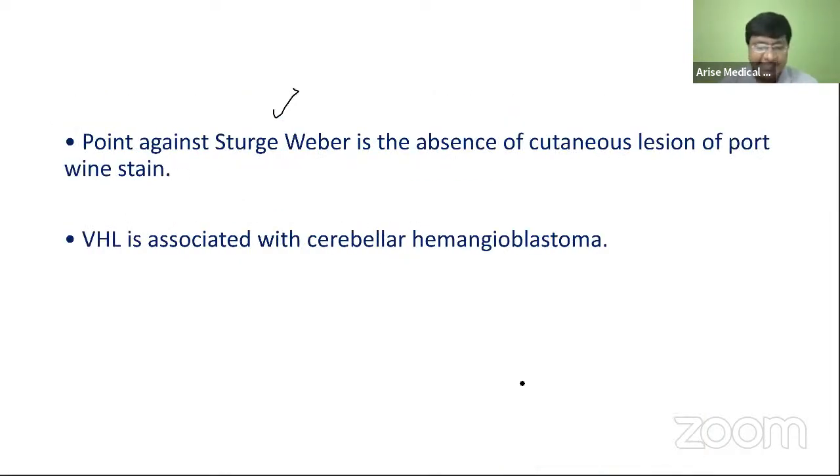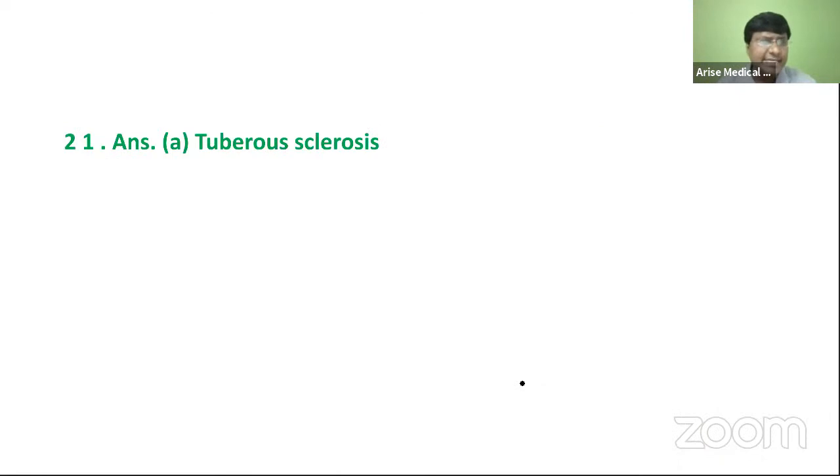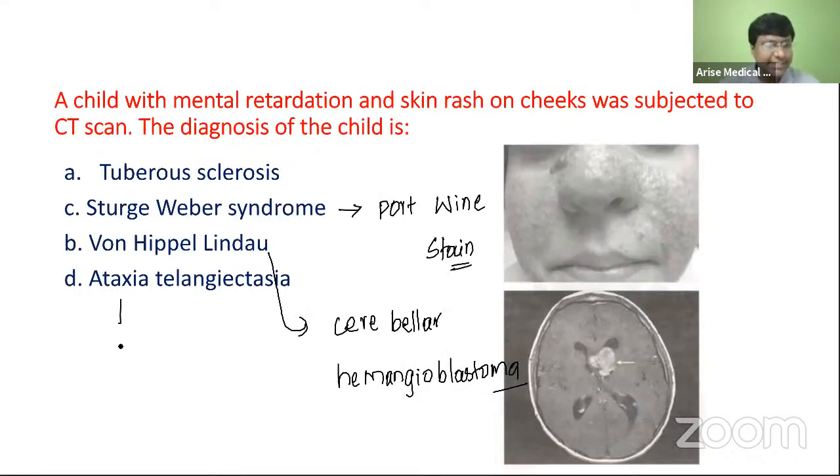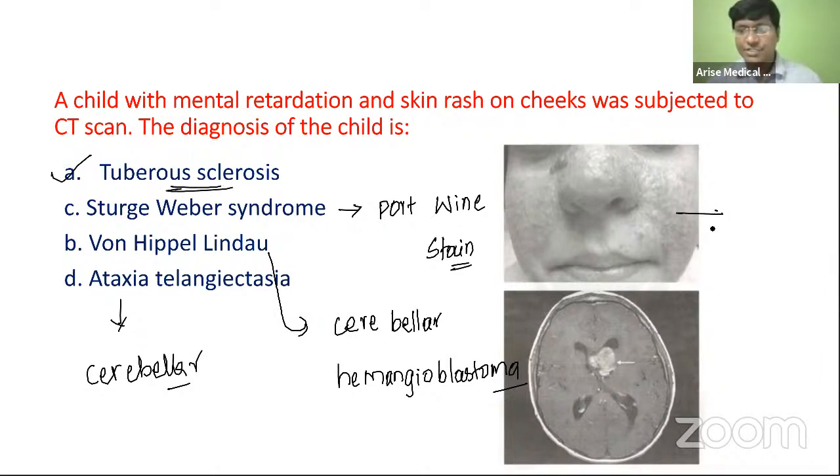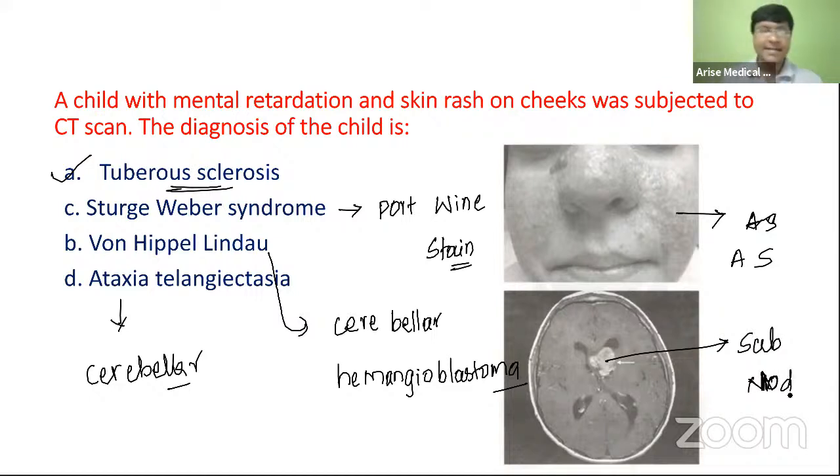Then you take ataxia telangiectasia. In ataxia telangiectasia, mainly these individuals will have cerebellar manifestations. Ataxia is a very, very important feature in ataxia telangiectasia, right? Which is not given in your clinical question, so we will rule that out. So the answer here is tuberous sclerosis, right? So this is your adenoma sebaceum. And this is your subependymal nodules.